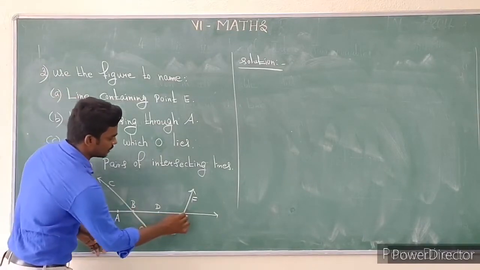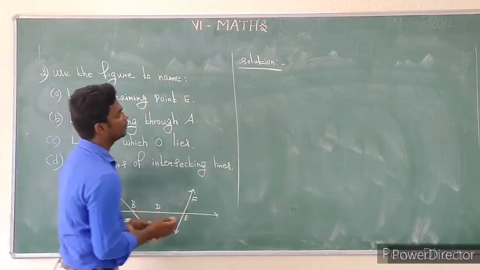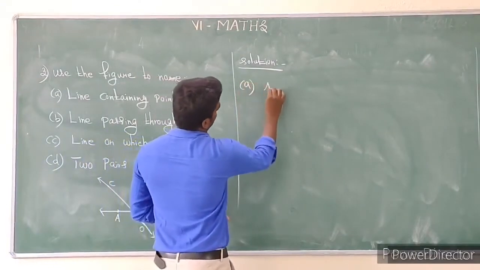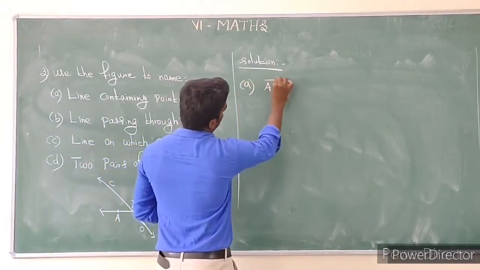Which lines contain point E? Line AE contains point E. AE is a line.